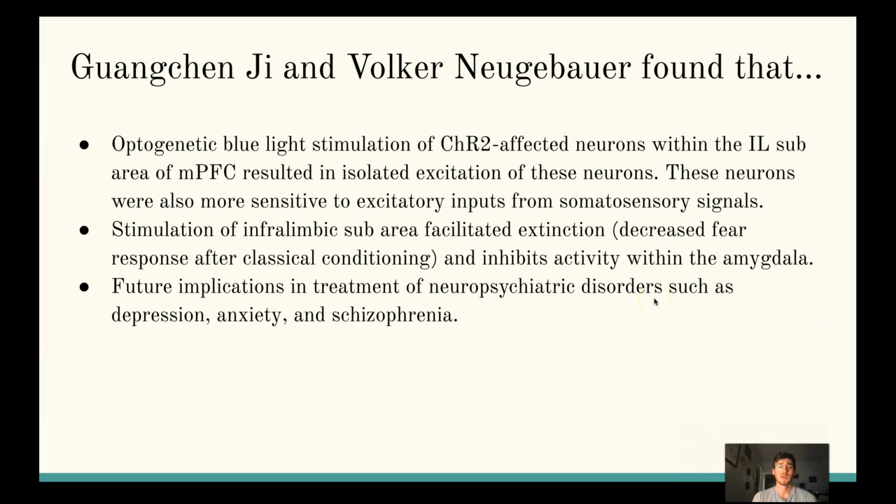So one study used ChR2, which is the excitatory optogenetic technique. They used that on the infralimbic subarea, and that resulted in isolated excitation, as they expected, and it also increased sensitivity to excitatory inputs from somatosensory signals, so signals from the body. And then they found that stimulation of this infralimbic subarea facilitated extinction, so decreased the fear response, which is what we want, to decrease those symptoms of anxiety. So future implications of this are going to probably take a look at neuropsychiatric disorders, like we're talking about anxiety, schizophrenia, and depression.